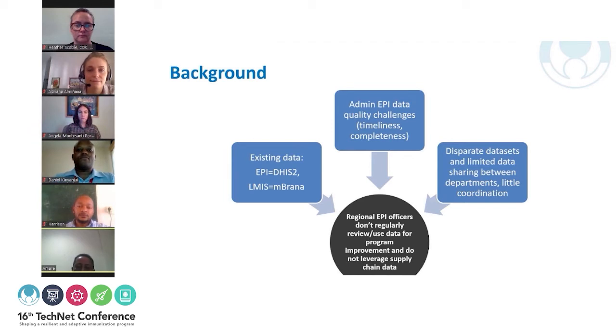And nationally and subnationally, there are a number of challenges on quality of data, like timeliness, completeness. At the same time, these data sources are separated, and there is a limited data sharing habit between these two departments and very weak coordination. And subnational or regional immunization officers do not regularly review data for program improvement, and actually are not involved in leveraging or reinforcing supply chain data at their level.